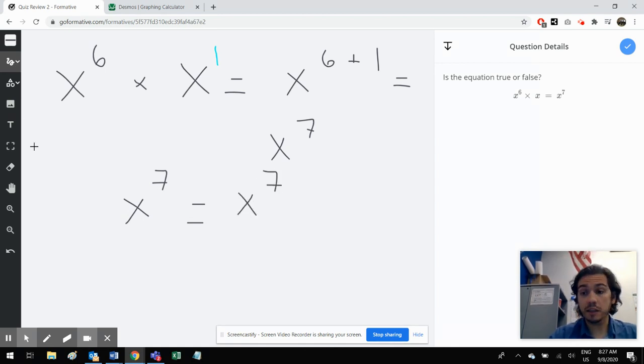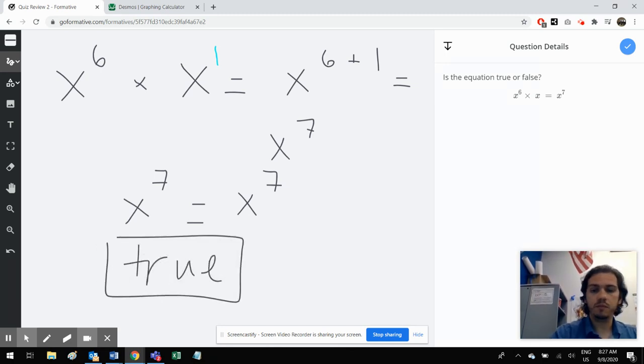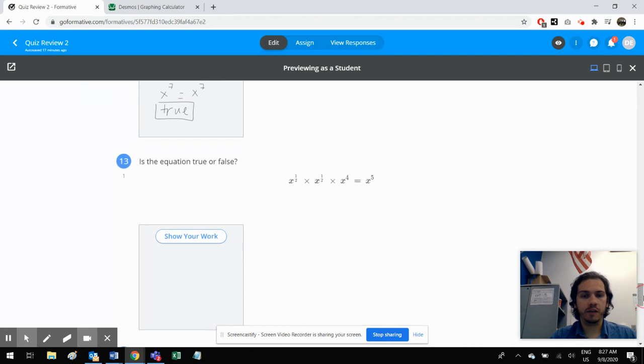You know, I think that it is a very true statement. So this is true, right? x to the power 7 is x to the power 7. That's what that has there. So very nice. Let's check the next one.